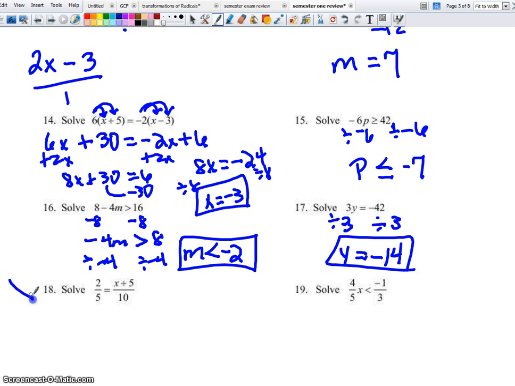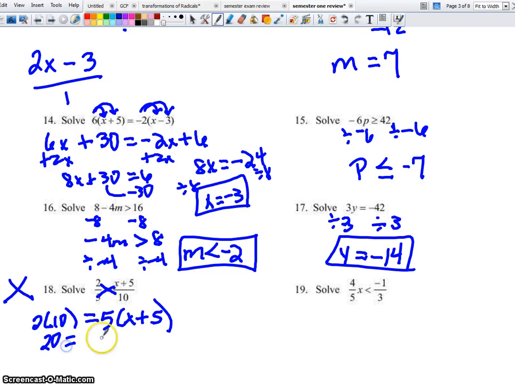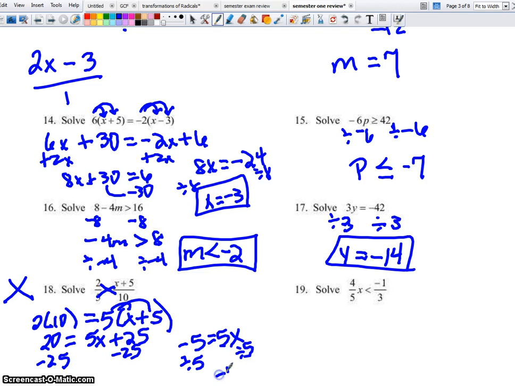Number 18, you're going to cross multiply. So you're going to say 2 times 10 equals 5 times x plus 5. I multiplied that and put it on a side, and I multiplied that and put it on the other side. So 2 times 10 is 20 equals, then you're going to distribute this 5, and you get 5x plus 25. Move your 25, and you get negative 5 is equal to 5x. Divide both sides by this 5, and you get negative 1 equals x.